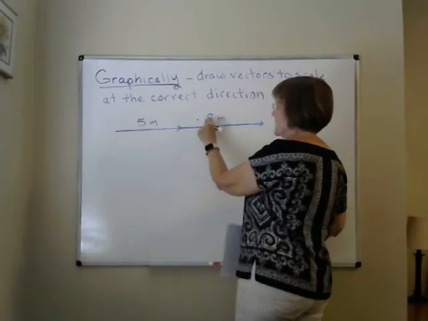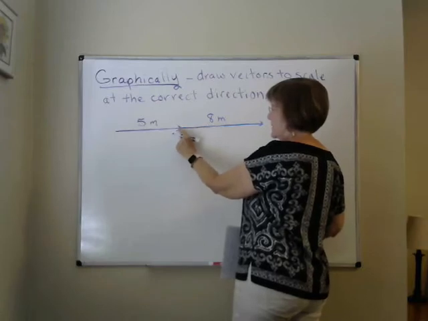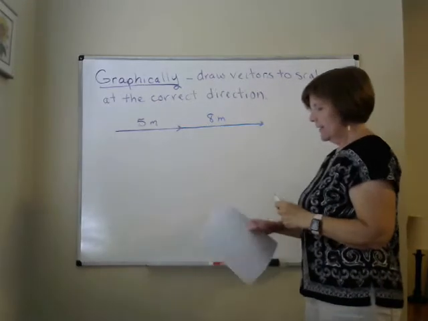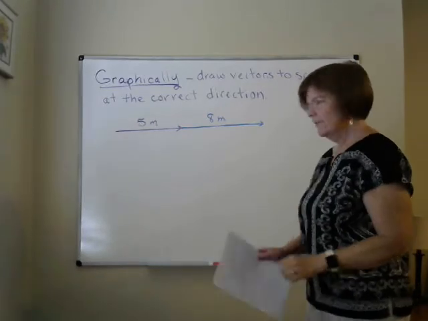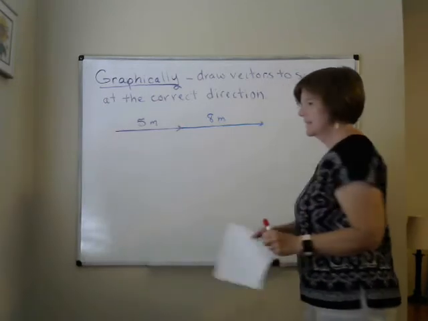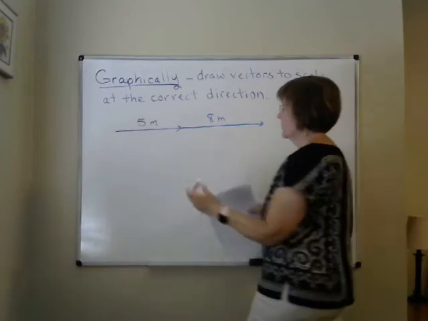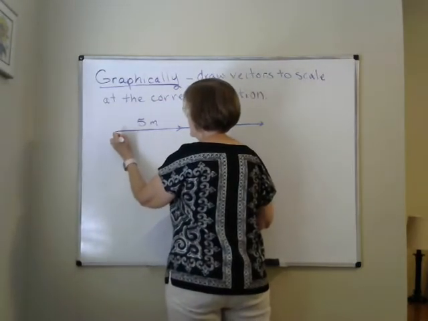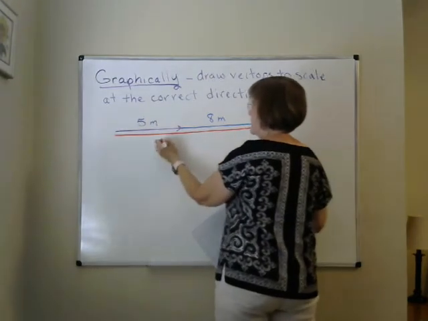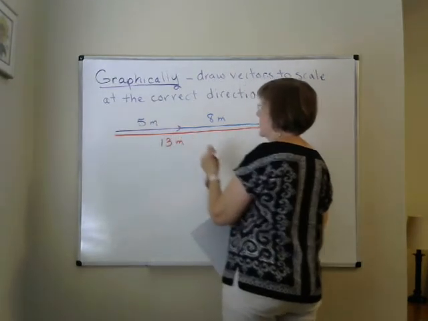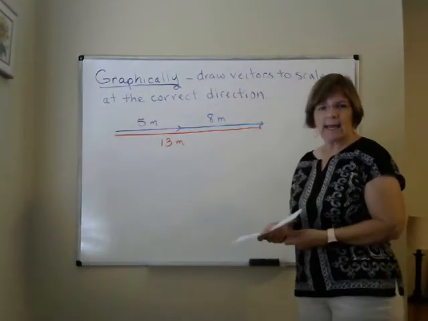I start my second vector at the tip here. I put the tail here, so I put the tail to this tip. The resultant vector, or the sum of those vectors, you begin at the first vector and it ends at the tip of the second. So let's look at that. My sum would begin at the tail of the first and go all the way to the tip of the second. Well, that's obviously just 13 meters. As long as vectors point in the same direction, they're no trouble at all to add.